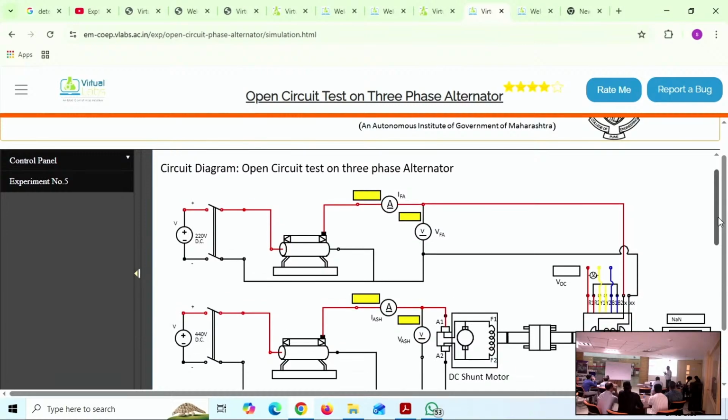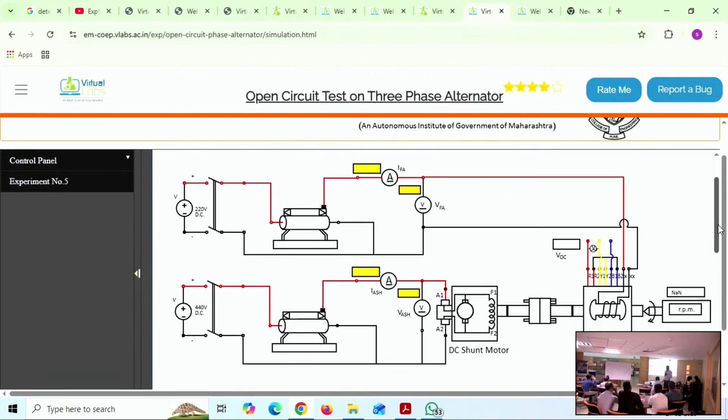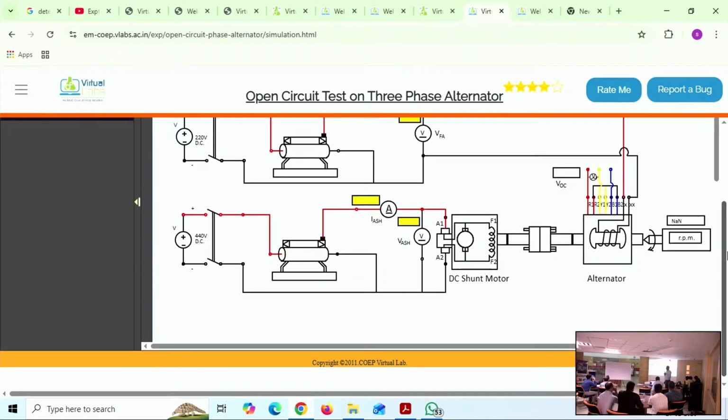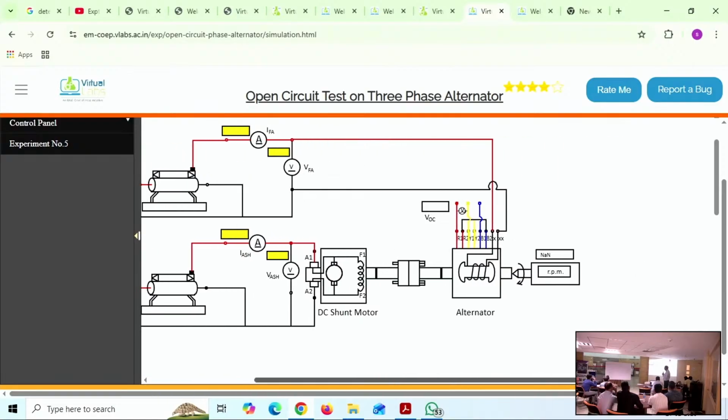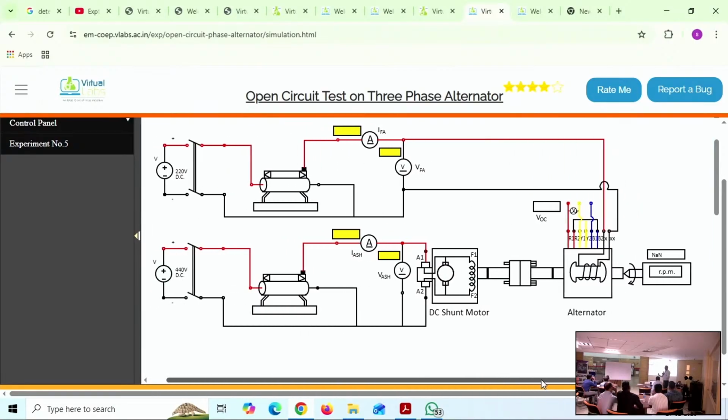There are a number of ways this circuit can be drawn. Here they have drawn it this way. Anyway, as I told, you might have your own setup at your institute. We have our own setup. He developed his own setup. Ultimately, the open circuit test should be done. Before starting this experiment, let me introduce it to those who are not familiar with this as of now.